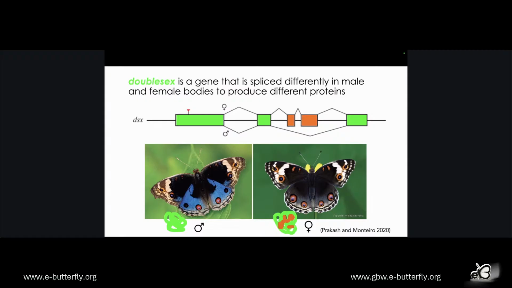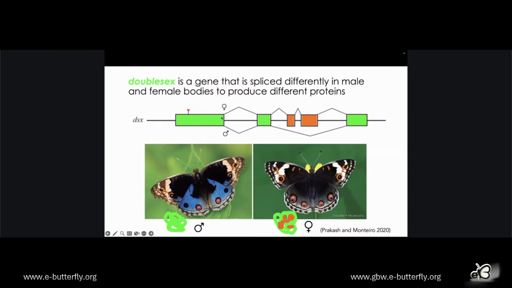So it's a gene that can be activated in both sexes, but when it's activated in both sexes, the protein that is produced in those cells comes out looking different. And the reason is that the gene is here. I'm depicting the gene doublesex in a DNA form.